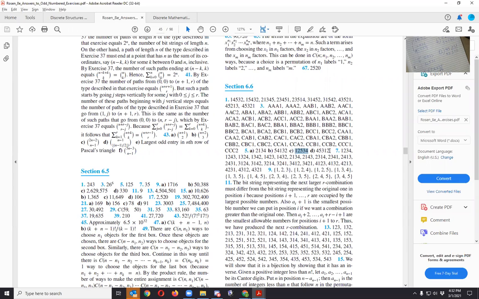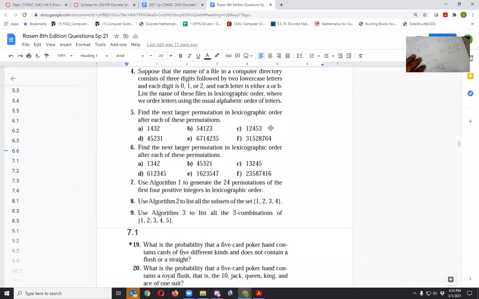Oh, those cheeky little monkeys. So 6, 7, 1, 4, 2, 5, 3. I feel pretty good about that, following the patterns that we've used. And then F is going to be 3, 1, 5, 2, 8, 7, 6, 4.